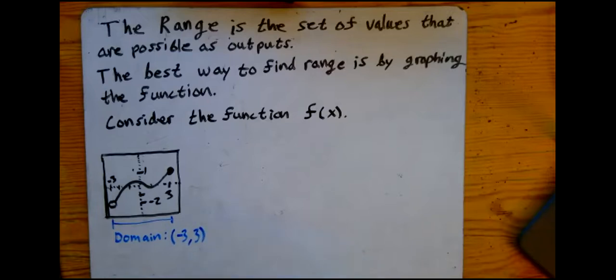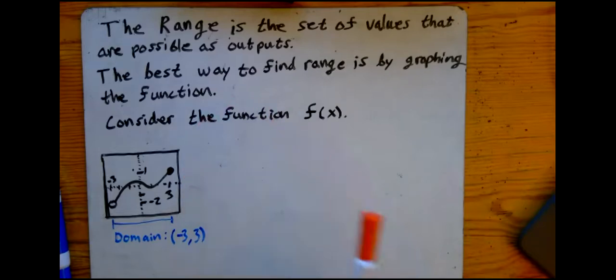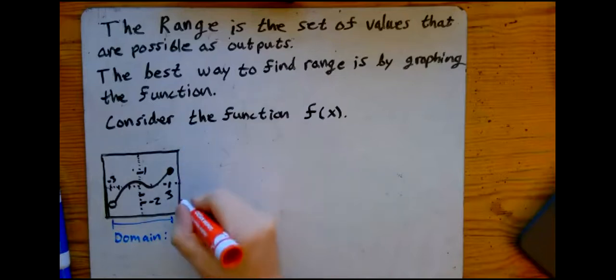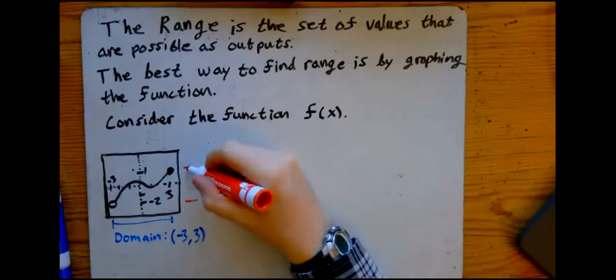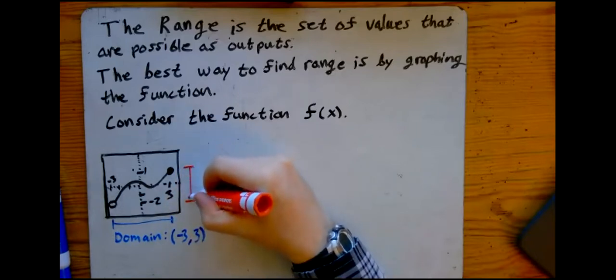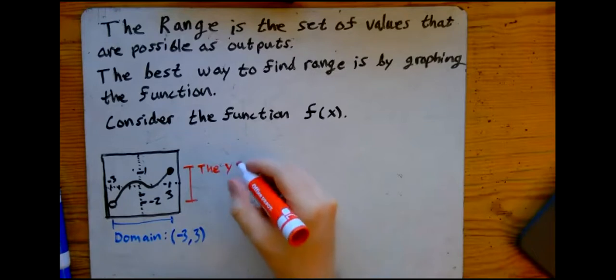Now, what about the range? Well, the range is the list of possible outputs, which remember are represented by y values. So this region here can tell us the range.